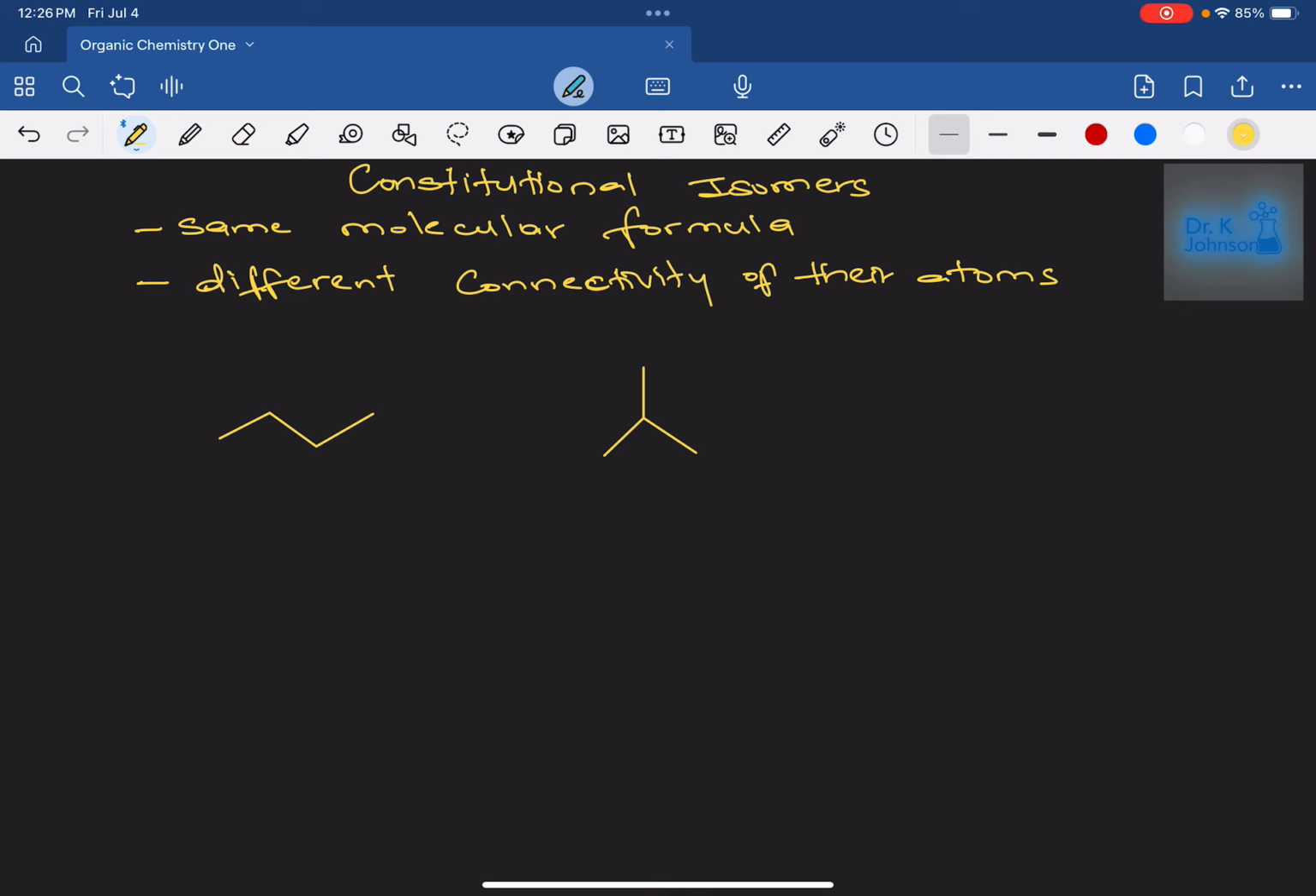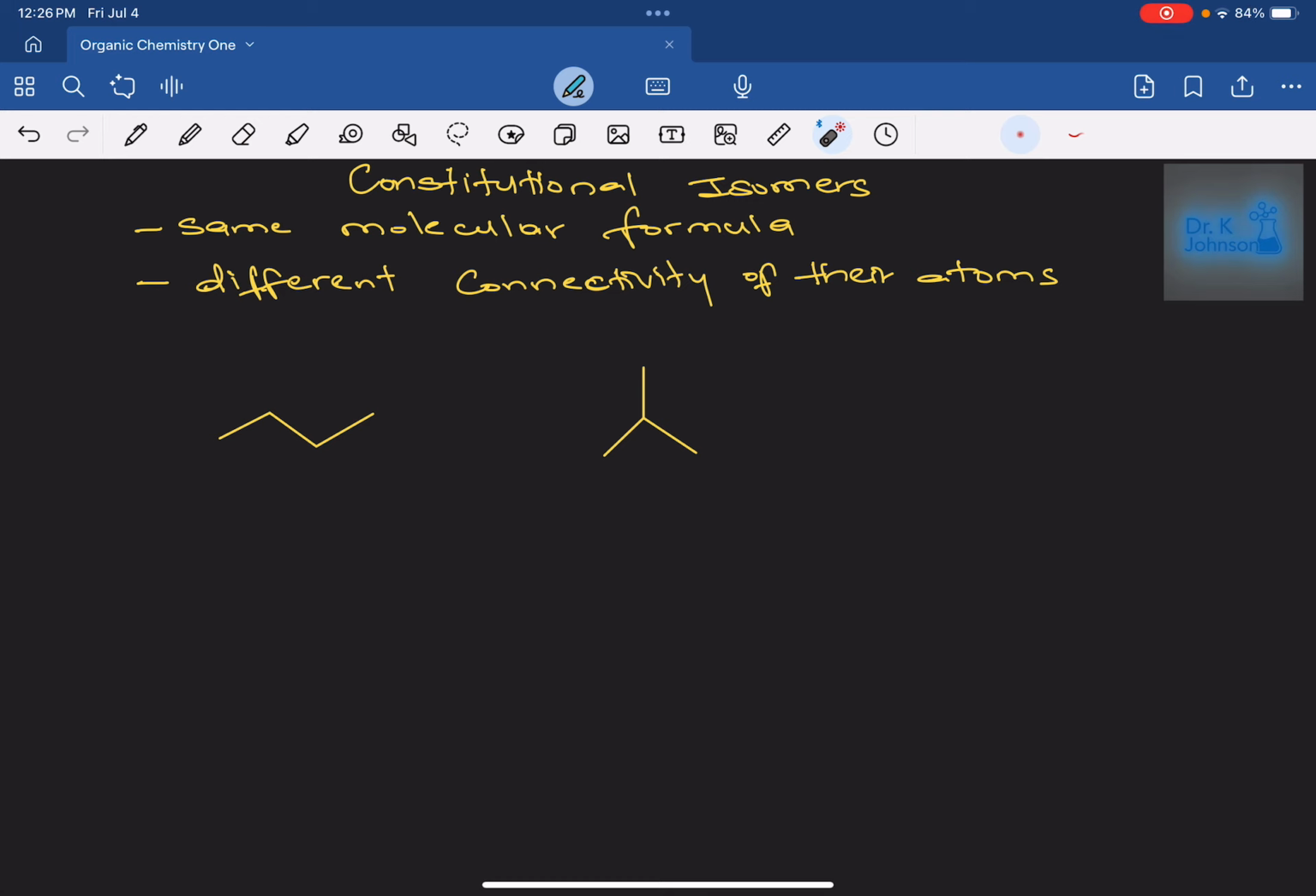The key after you play around with that is if you name the structures, if they have the same name, they're not constitutional isomers. They're just different representations of the same molecule. So let's look at how you name your constitutional isomers. The first thing is you must determine if the compounds that you're given have the same molecular formula. So let's do that first.